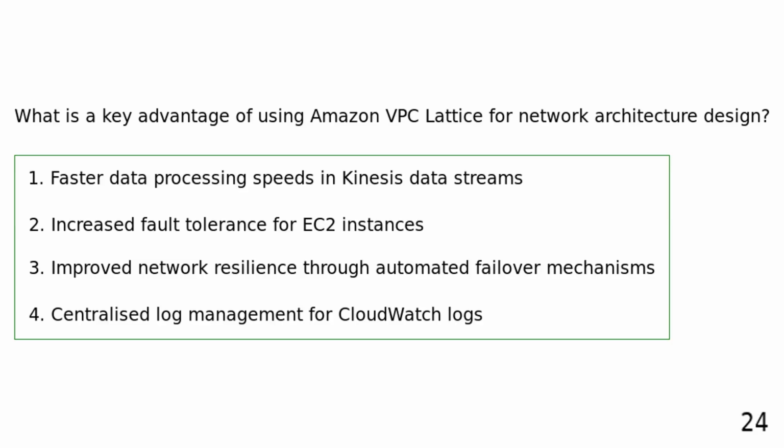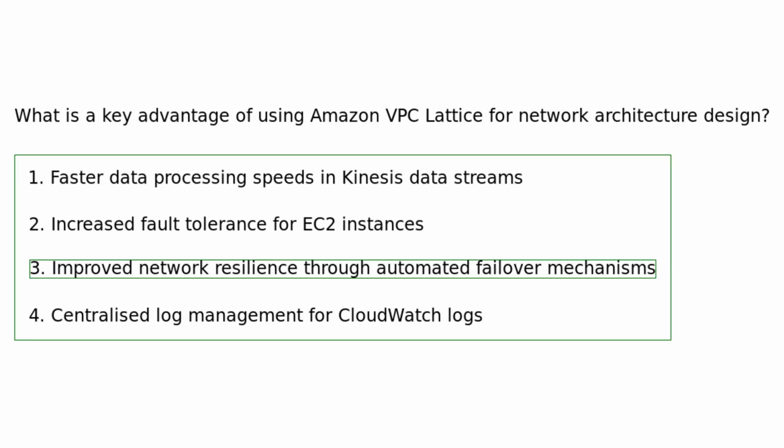What is a key advantage of using Amazon VPC Lattice for network architecture design? Faster data processing speeds in Kinesis data streams. Increased fault tolerance for EC2 instances. Improved network resilience through automated failover mechanisms. Centralized log management for CloudWatch logs. Amazon VPC Lattice offers improved network resilience through automated failover mechanisms, ensuring that the network architecture can adapt to changes and maintain continuity in service delivery.